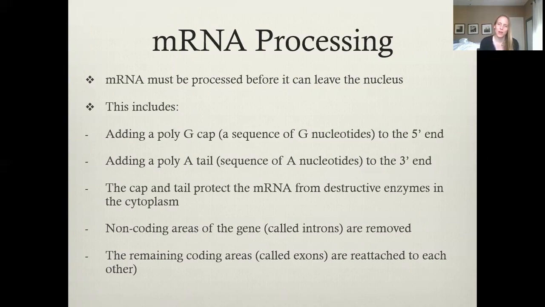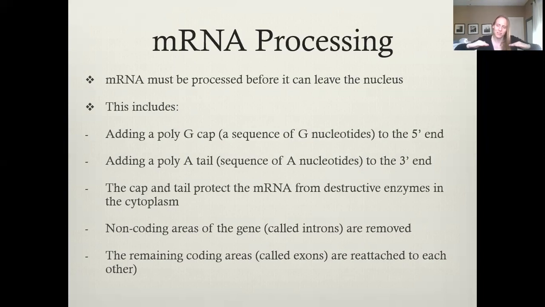And then we also cut out things called introns from the gene. So like we said, there's a lot of junk DNA in our DNA. And so part of the gene will be that junk DNA. And that junk part is called the introns. We cut them out, and then the remaining parts that are the useful information or the coding areas have to get reattached to each other.